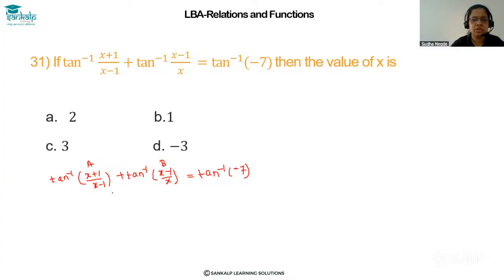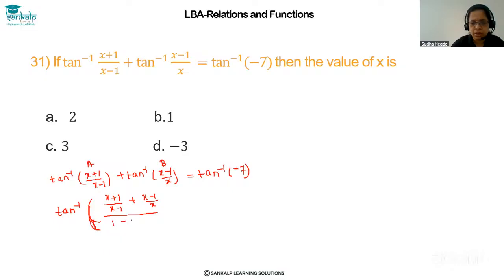That is the tan inverse A plus tan inverse B formula. That is tan inverse of (A plus B) divided by (1 minus AB). Instead of A you have this, instead of B you have this. So use that formula. Tan inverse of A is (x plus 1) divided by (x minus 1) plus B is (x minus 1) divided by x, divided by 1 minus A into B.